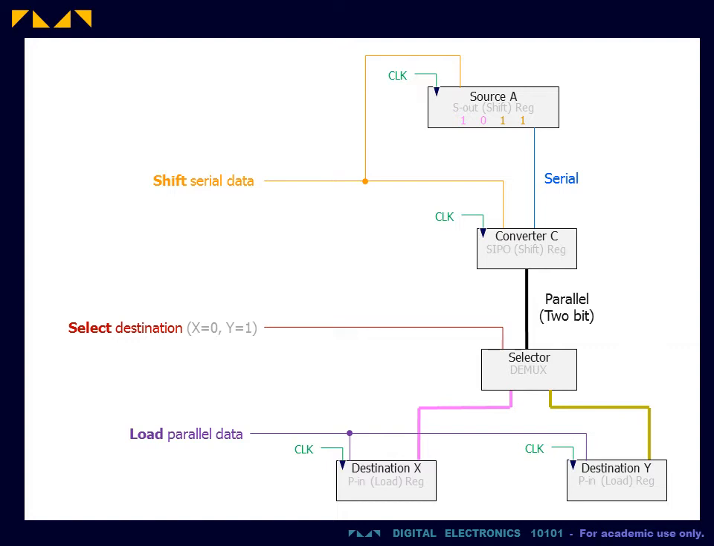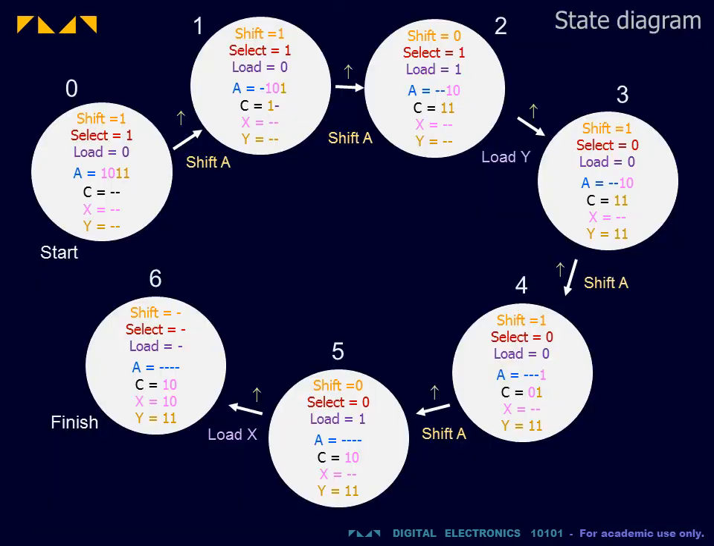When we first designed the data circuit, we observed that we needed three control inputs: the shift for the serial data from the source, the select for the destination, and the load for the parallel data for the destination. These are the three control inputs that we have included in our state diagram: shift, select, load.